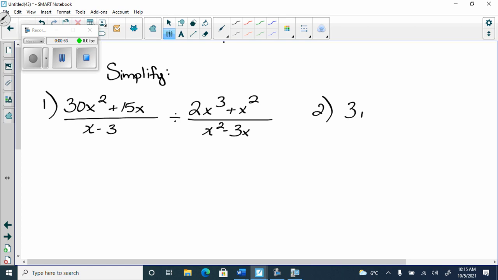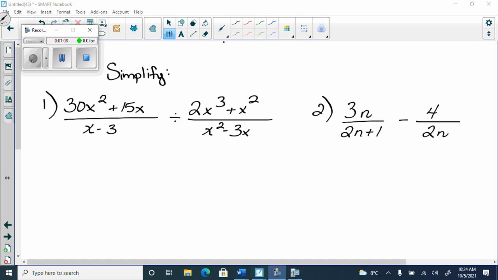n over 2n plus 1 minus 4 over 2n. Try those two out.